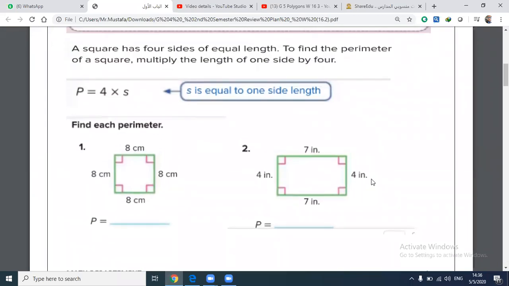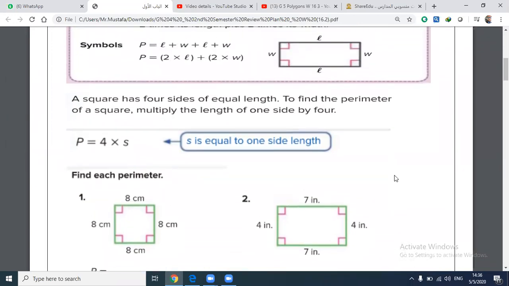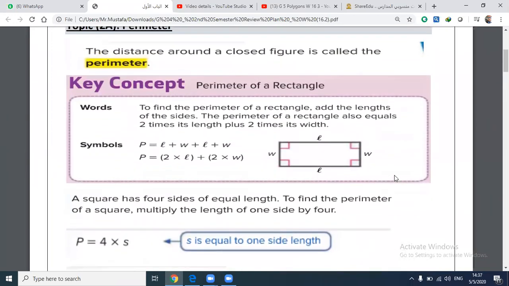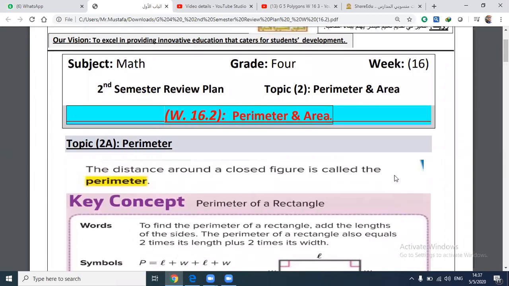Okay, topic number 2 is perimeter and area. Week number 16, second semester review plan. The topic number 2 is perimeter and area.